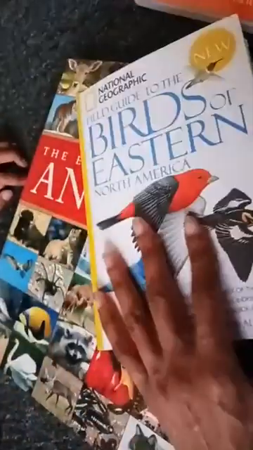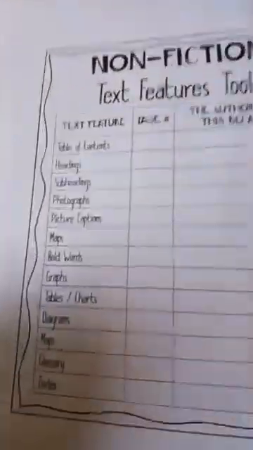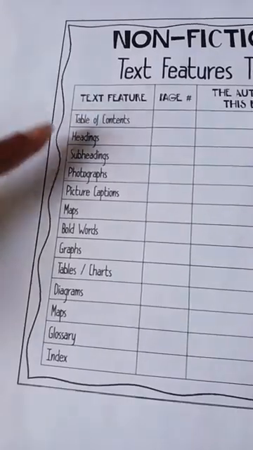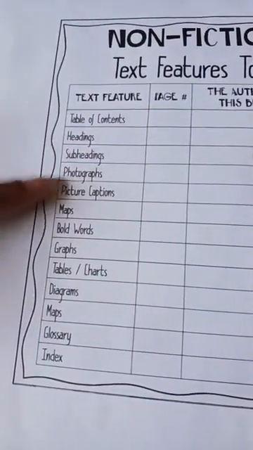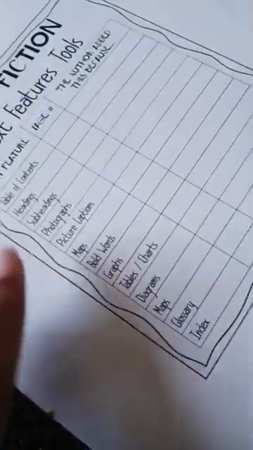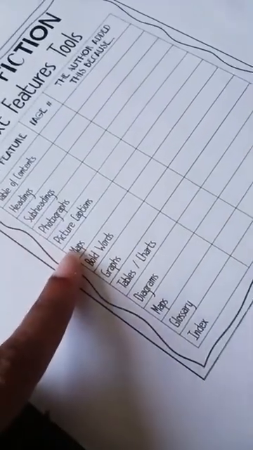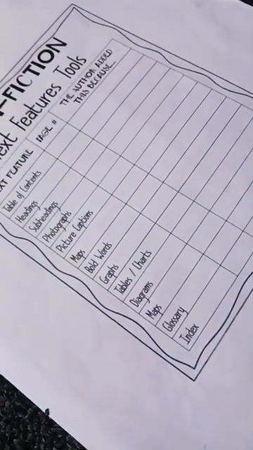Yeah, I didn't see it either. Okay, so that's okay. I'm pretty sure you know what it is. So we went over the table of contents, the headings, and the subheadings. What are photographs? They're the pictures. What are picture captions?